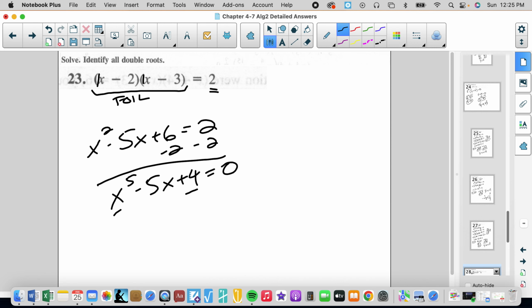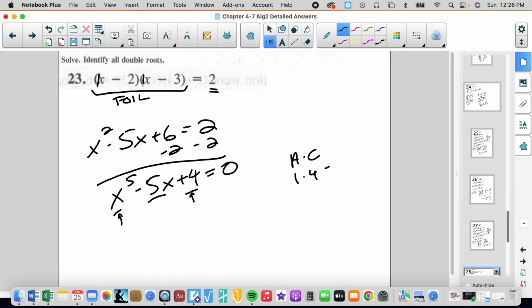And now we're going to factor. Yes, these are perfect squares, but this is not a binomial square because 2 times the square root of this times the square root of this does not give us 5. So not a binomial square, so we will do a times c.